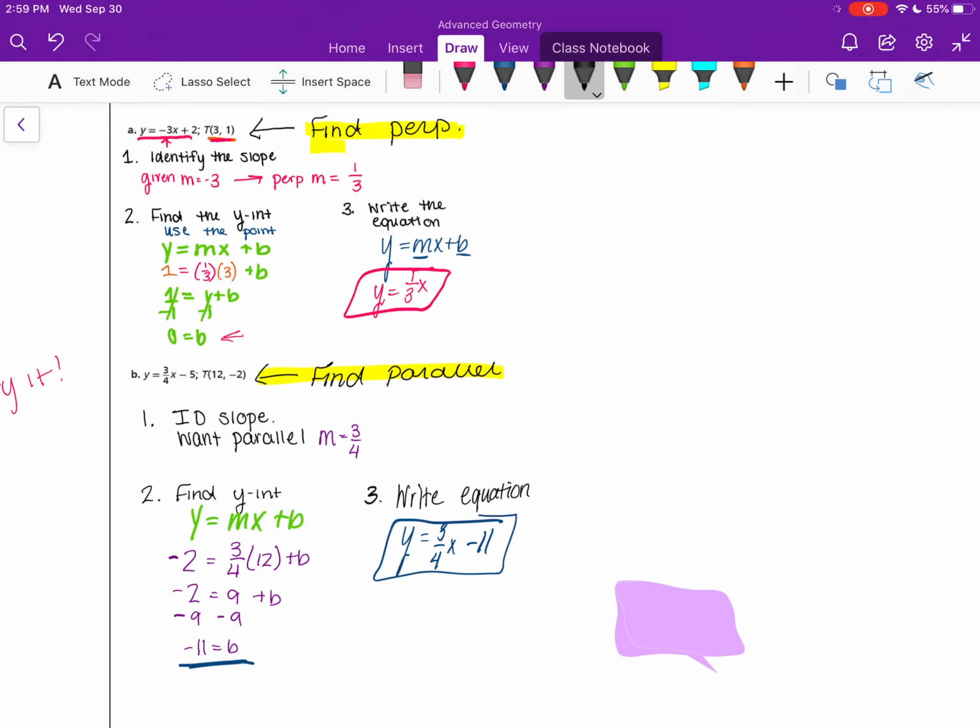Awesome. And this is section 2.4, parallel and perpendicular lines.